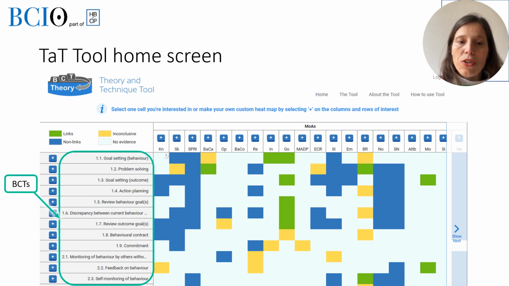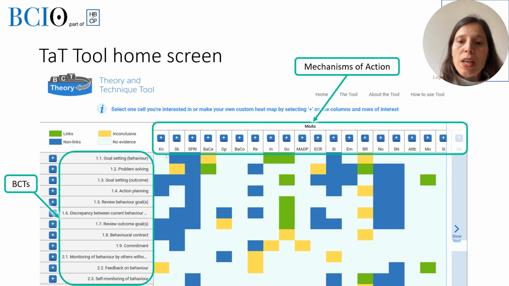So you will see that on your left side, you have a list of behavior change techniques. So common behavior change techniques were included in the Theories and Techniques tool. And then you have a list of also core mechanisms of action that were included in the tool. Bear in mind that this tool was developed before the ontologies of mechanisms of action and behavior change techniques. So it only contains a limited amount of mechanisms of action and behavior change techniques, but these are the most common ones that appear in the literature across behaviors.